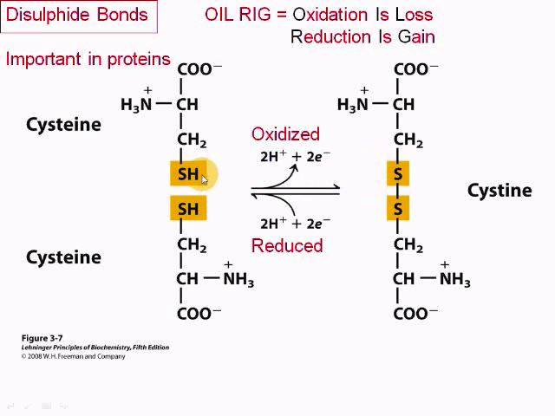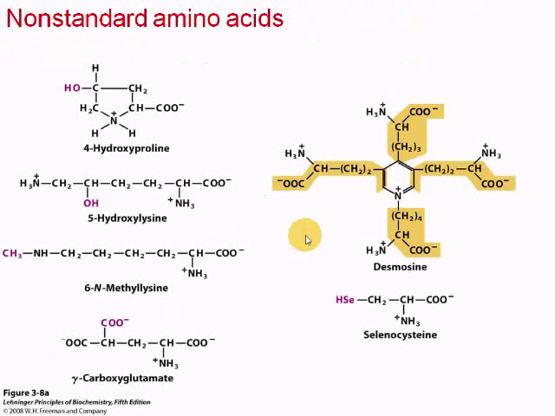Okay, and so I have another mnemonic up here, OIL RIG, and so the OIL means oxidation is loss of electrons, reduction is gain of electrons. And so look right here, when we make a disulfide bond, we're losing electrons, and so that should be oxidation. So if you're asked on the test a question about disulfide bonds, you'll know that you need to oxidize it to make it, and if you want to break it, you need to reduce it.